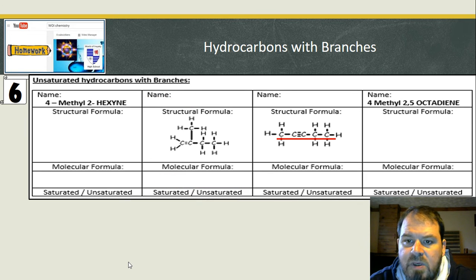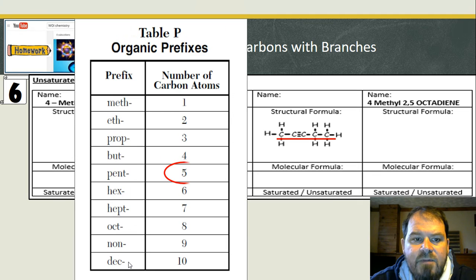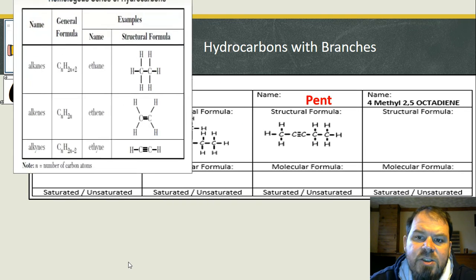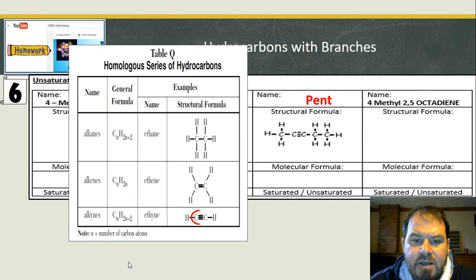All right, next one. 1, 2, 3, 4, 5 carbons. 5 carbons is one we're good at. Pent. That's one I know instinctually. But then I see a triple bond present. So I have to find the triple bond in the picture. A triple bond ends in "-yne". So this is going to be pentyne.